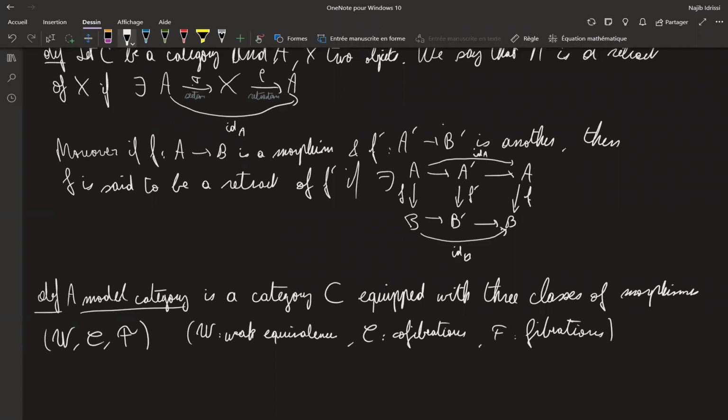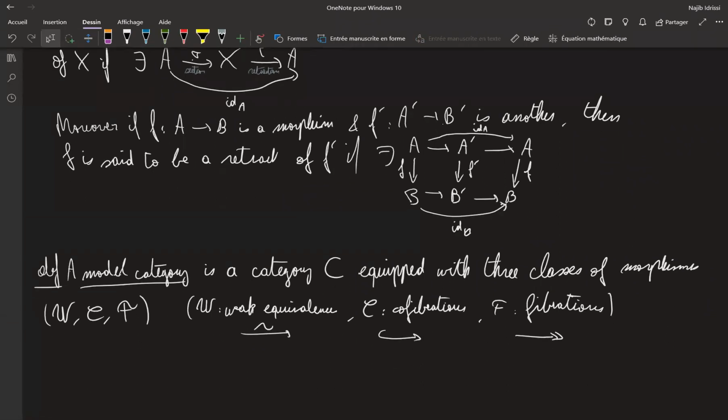And usually a weak equivalence will have this notation. I will put a little tilde on top of the arrow. The cofibration, I will put this tiny hook at the beginning. And the fibration, I will put 2 heads for the arrow. In the literature, you can sometimes find this notation for cofibration and this notation for fibrations, but well, I prefer this one, and I guess it's a little bit more common, but this one exists also.